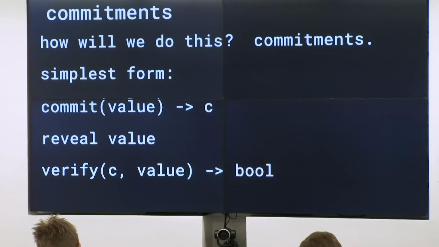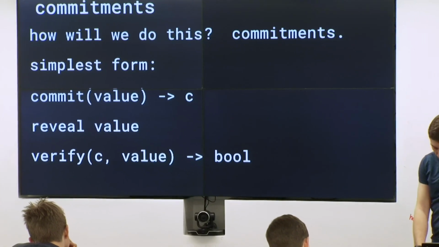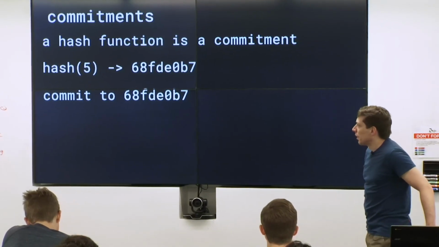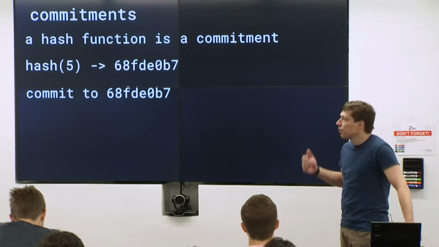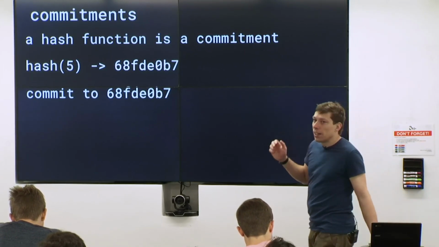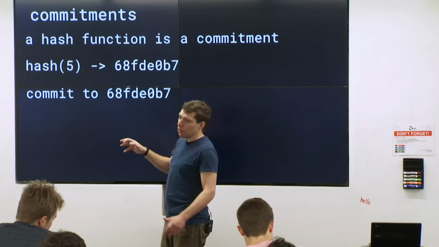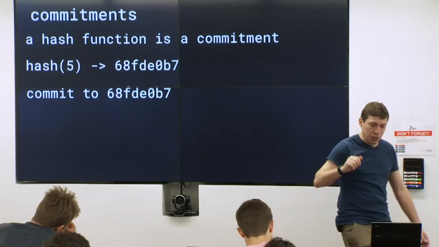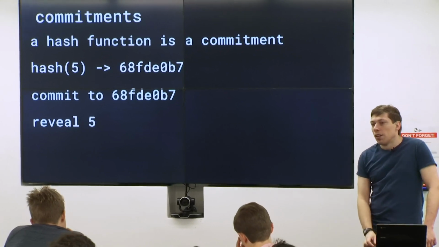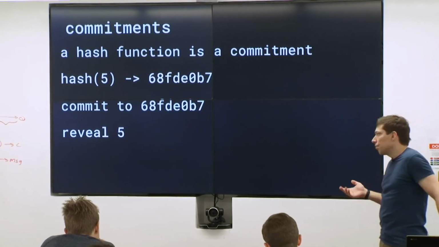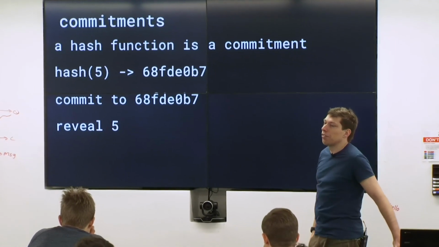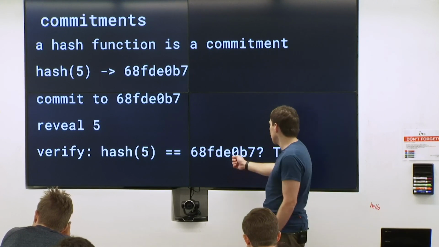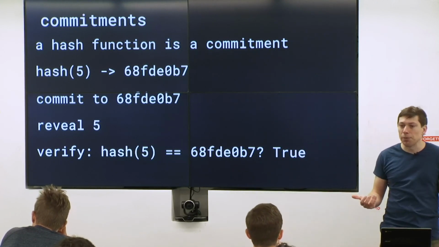And then there are certain properties you'd want, but I think I have slides about that. So a hash function is a commitment, right? I can say the hash of 5 is 68FD whatever, and I publish this. I tell everyone I'm committing to something. I'm not going to tell you what exactly, but here's this 68FDE0B7, some long hash output. And then I reveal, days later, hey, the thing I was committing to was 5. And then everyone can check. Let me throw 5 into my hash function. Oh yeah, it was this. Okay, true. So that's a commitment scheme, right?